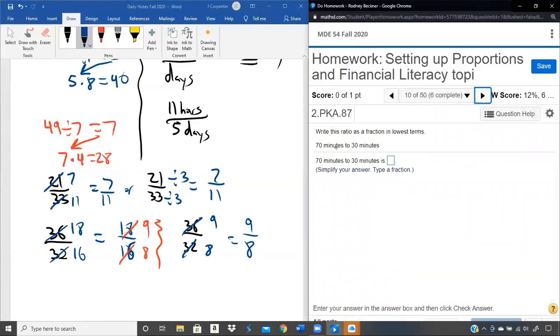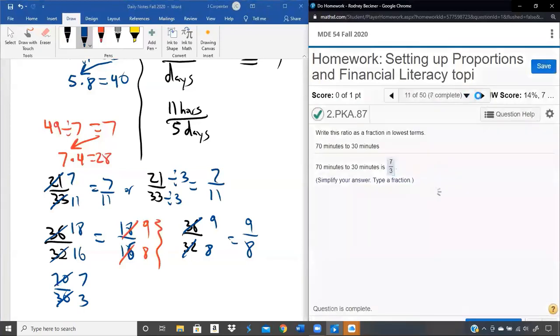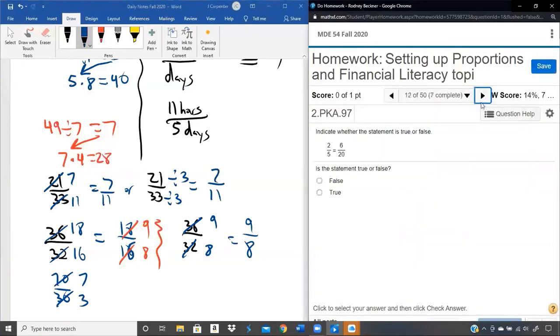70 minutes to 30 minutes, 70 over 30. 10 is going to go into both of those. 10 will go into 70 7 times. 10 will go into 30 3 times. 7/3 is reduced as much as possible. 7/3, boom, we're good. All right. I'm not going to do any more of those, which is good because there was only one more.